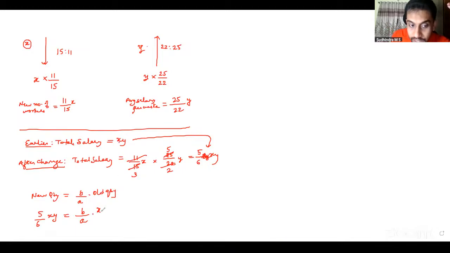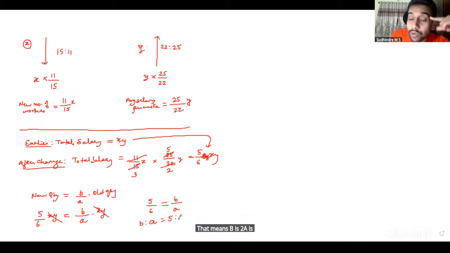xy, old salary, xy. So, can I cancel this xy and xy? 5 by 6 is equal to B by A. That means B is to A is 5 is to 6. But do we want B is to A? No, we want A is to B. A is to B will be the reverse, the inverse ratio. 6 is to 5 is the ratio.